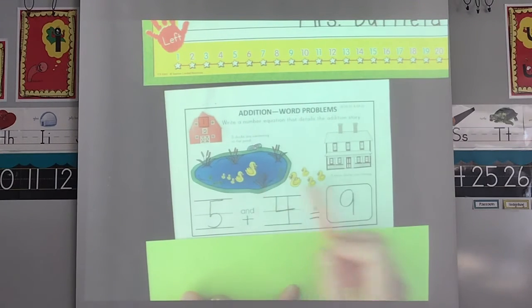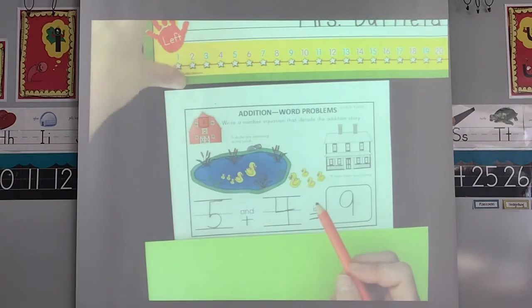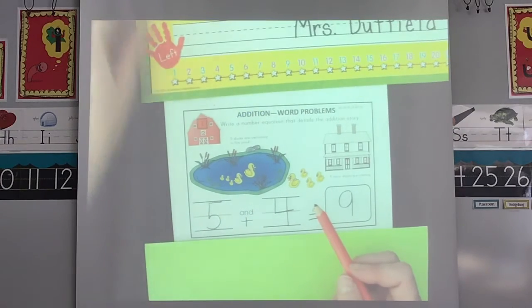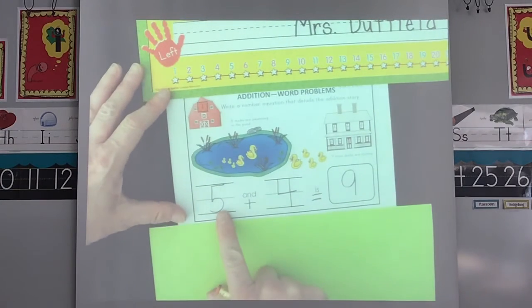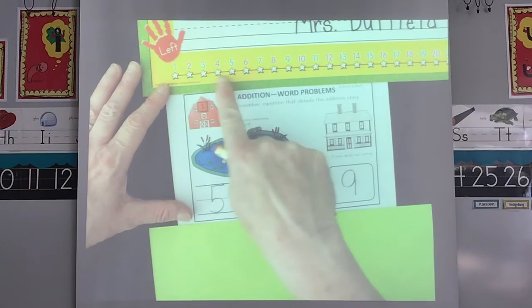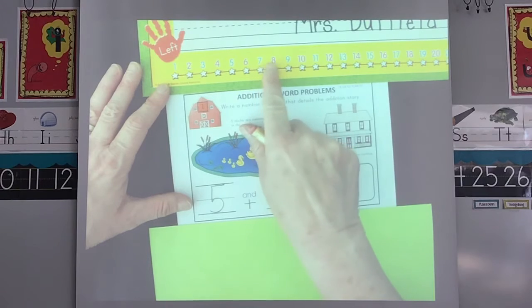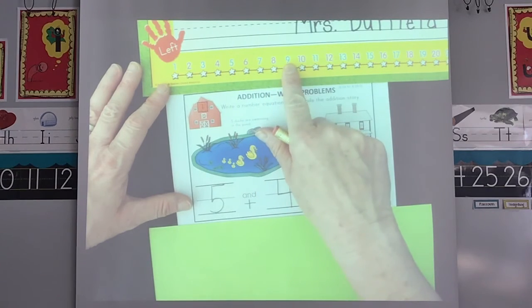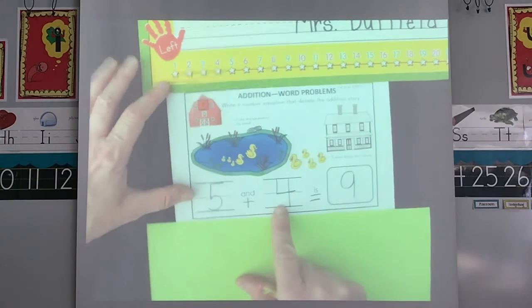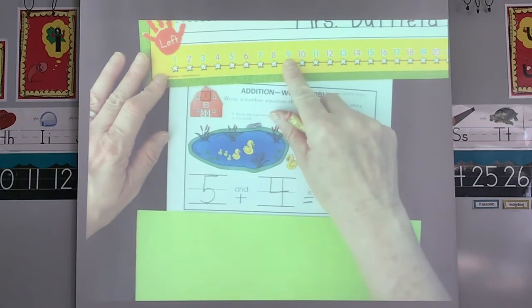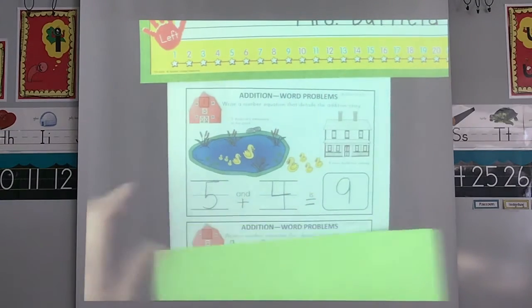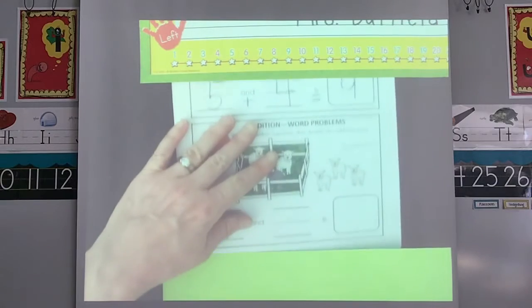Now I counted all the ducks instead of doing our number line. If I'd done the number line, I would have just gone to 5 on the number line and added 4 more. 1, 2, 3, 4. So 5 plus 4 equals 9. Good job. Okay, let's do our last one together.